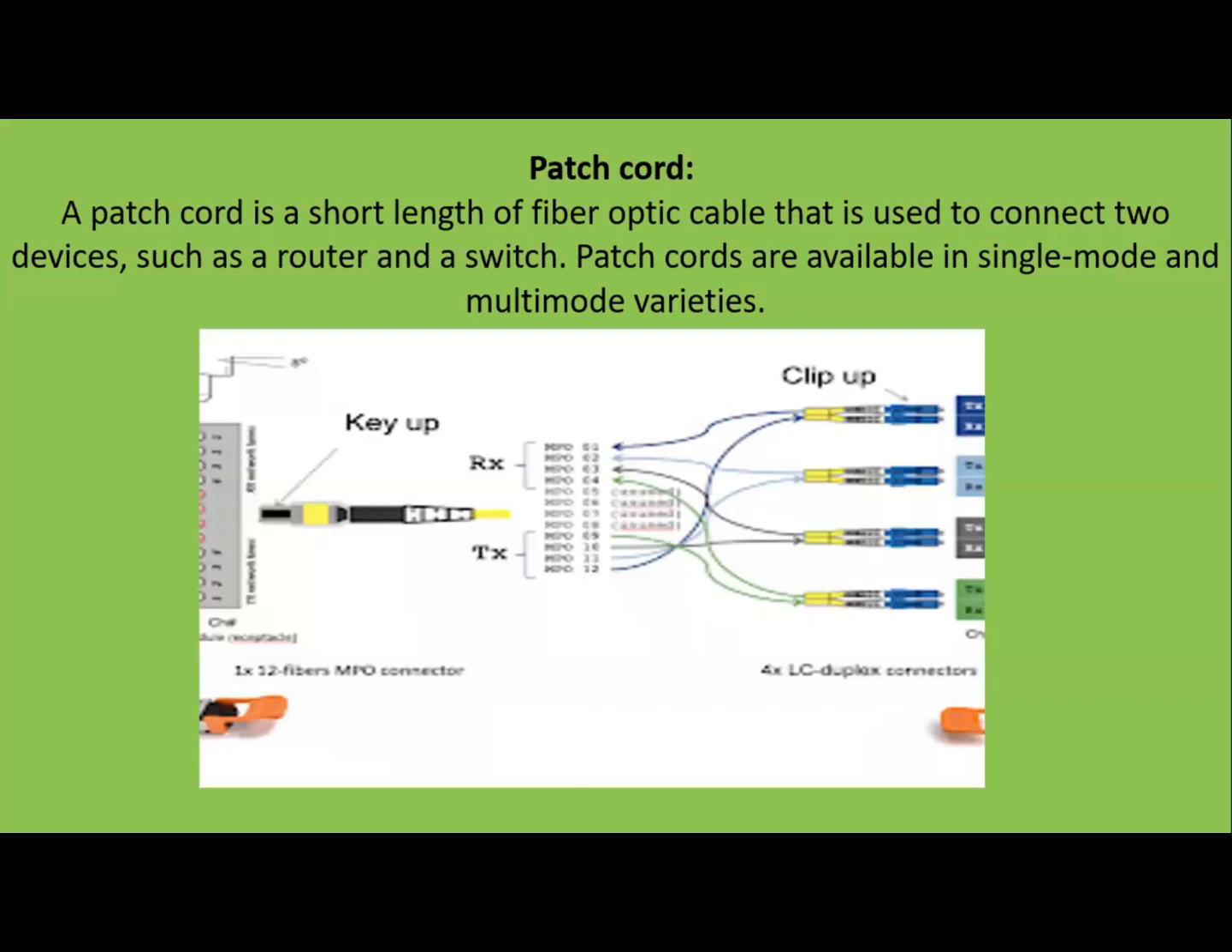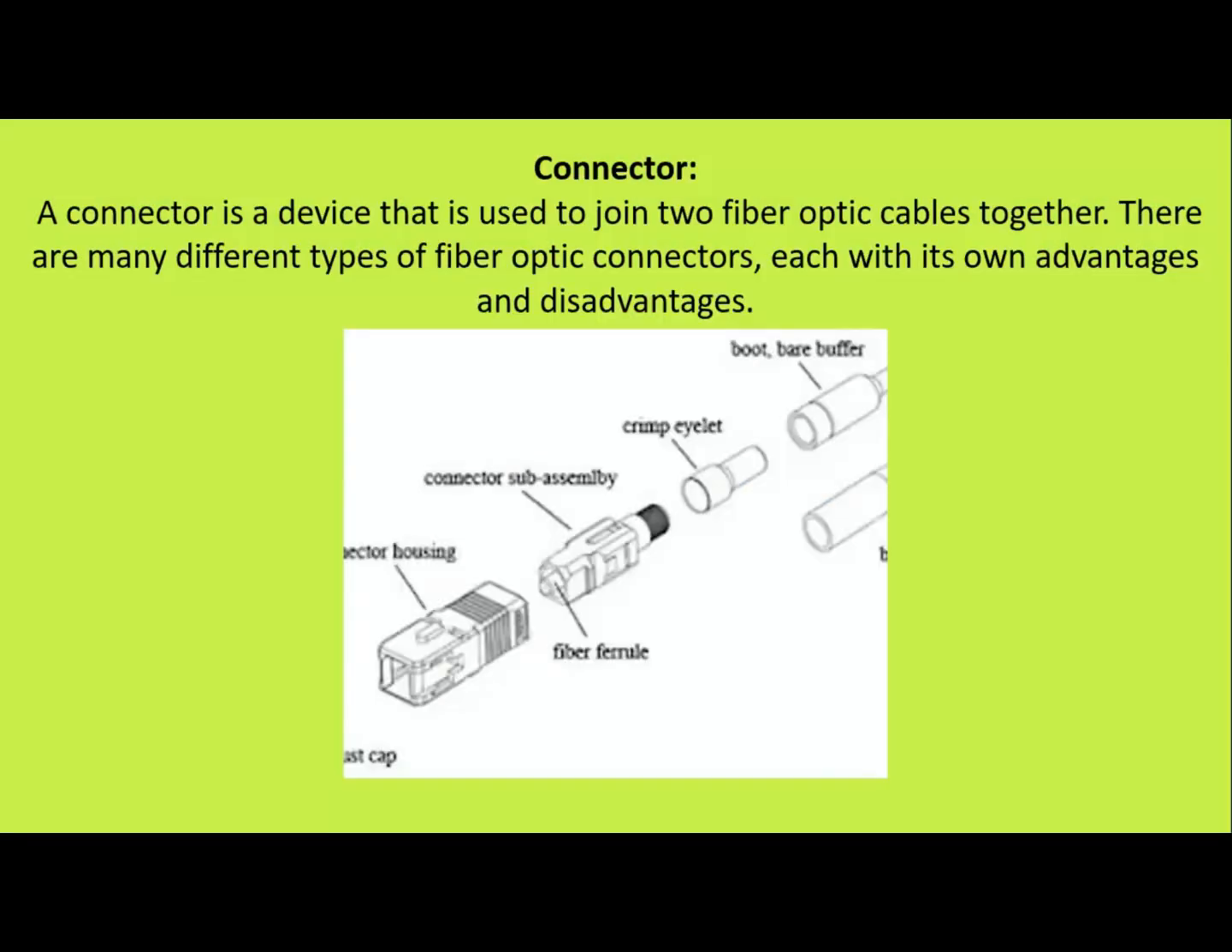Then we have the patch cord. The patch cord is a short length of fiber optics cable that is used to connect two devices, such as a router and the switch. So now we are done with the deep water connections, then the offshore connections. Now we are looking at these connections being further extended to our different homes. At our homes, we use the patch cords, which are used mostly to connect two devices such as the router and the switch. The patch cord cables are available in single mode and also in multi-mode varieties.